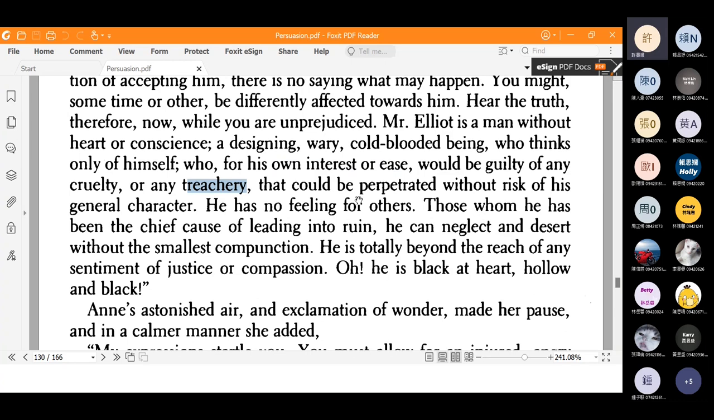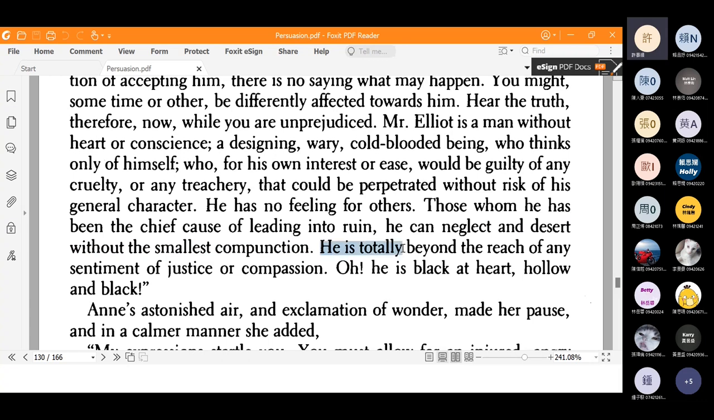So any cruelty or treachery that he could do without risking his reputation, he will do. He has no feeling for others. Those whom he has been the chief cause of leading into ruin, he can neglect and desert without the smallest compunction. Neglect is to ignore, desert is to abandon, and compunction is guilt.